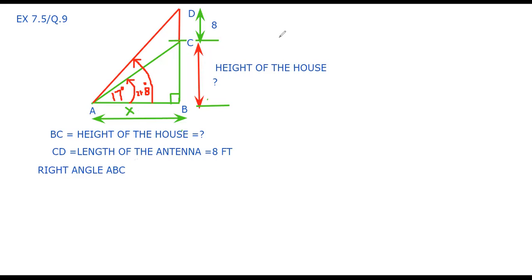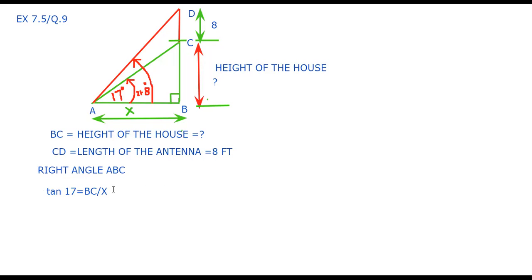So what we will do is first of all take tan of 17 degrees equals BC, that is required, divided by the base, that is X. So we have formed an equation in which tan 17 will be used. So this is the first equation.